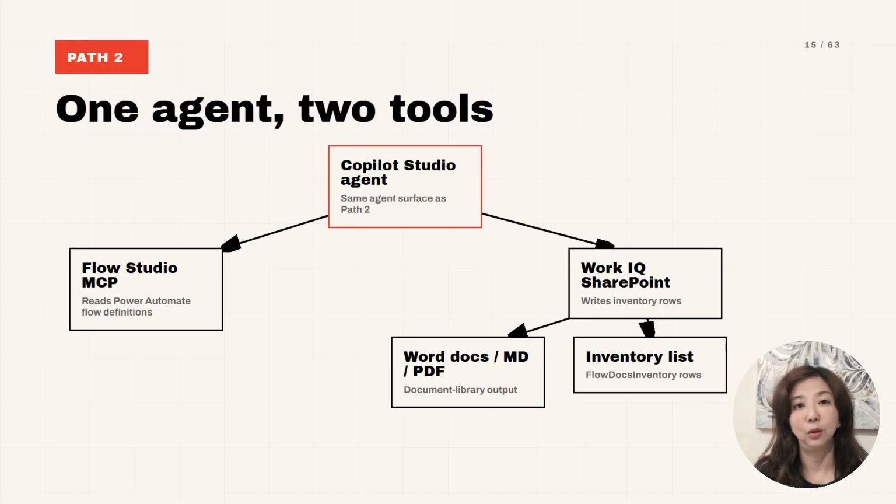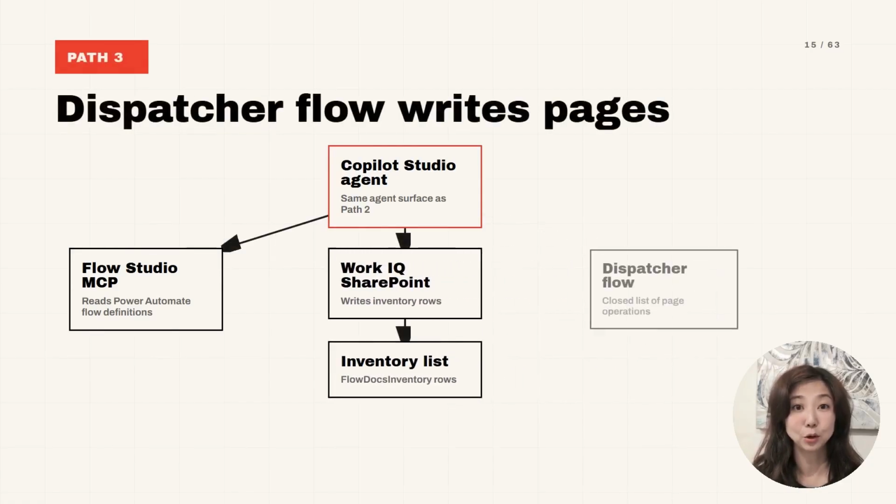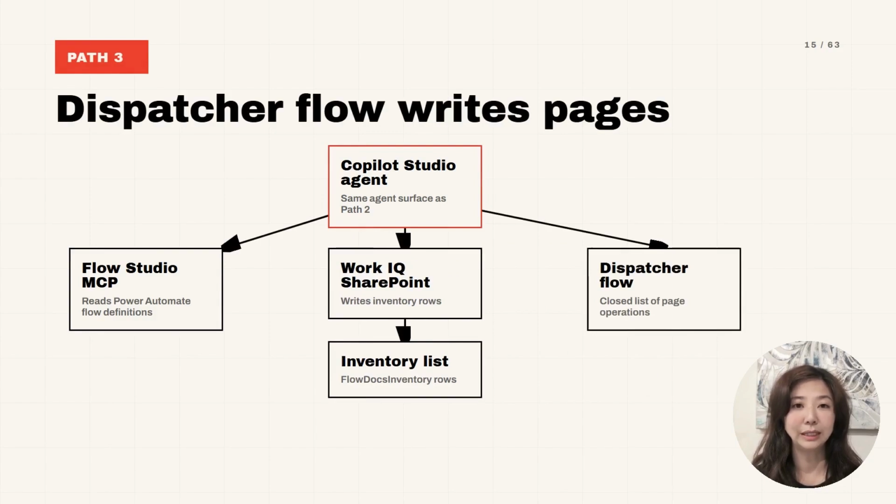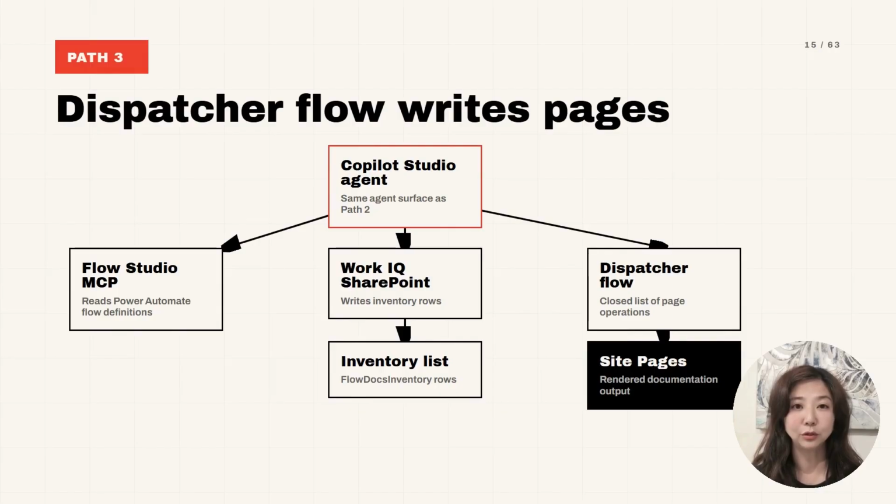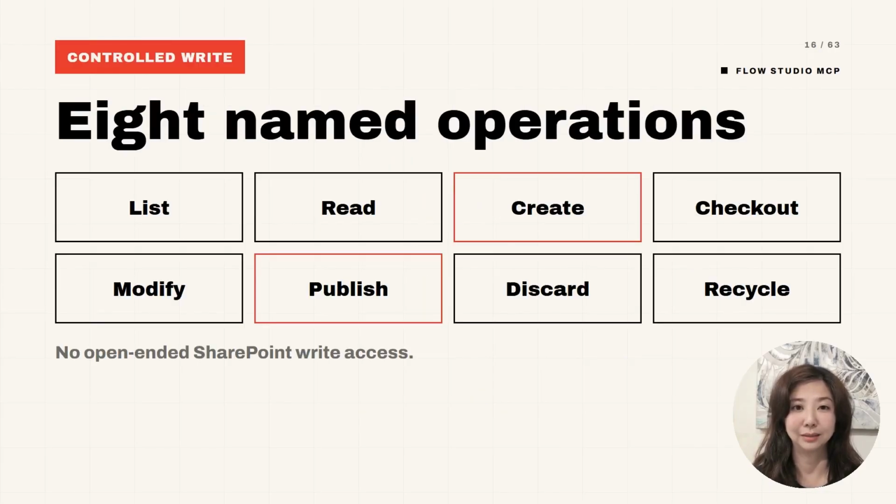For part 3, we use the same Copilot Studio agent as in part 2. It already has WorkIQ SharePoint Preview to handle writing to the inventory list and FlowStudio MCP to read the flow definitions. What we are adding is a Power Automate helper flow. We call it the dispatcher for site page writes. The agent calls the flow, and the flow does the writes.